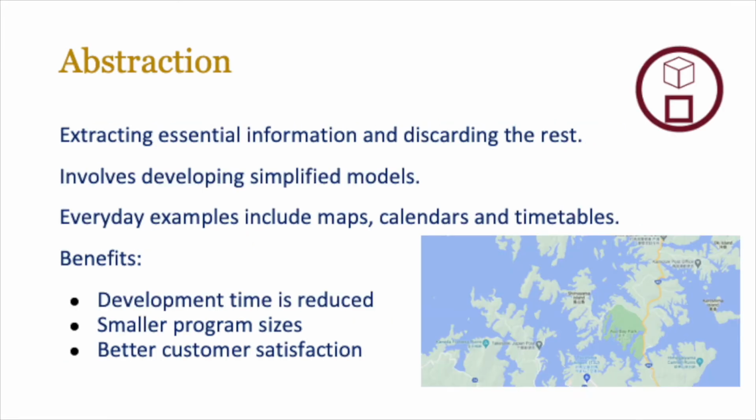Abstraction is basically extracting essential information and discarding the rest. It involves developing simplified models of real world scenarios and situations. Everyday examples we already talked about include maps, but then there are others like calendars and timetables. The benefit of all of this is that by removing unnecessary information, development time is reduced because we're not coding, for example, in a map, how a house would look. We're just coding what the map should be used for, which could be simple navigation.